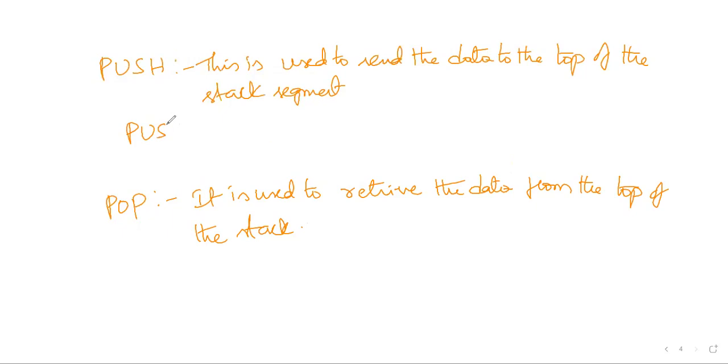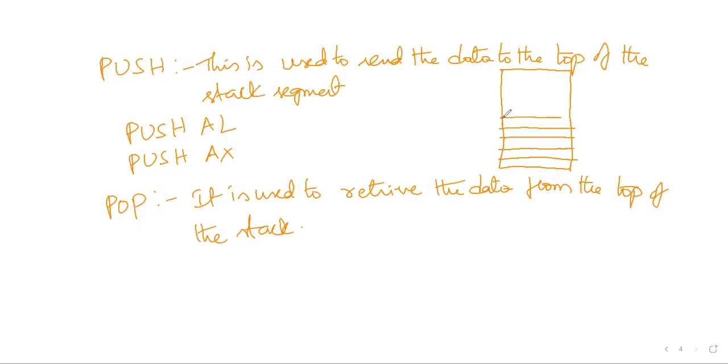For example, PUSH AL, or PUSH AX. Now what happens? For example, this is the stack segment. Already I told you about segments. This is the stack segment locations.